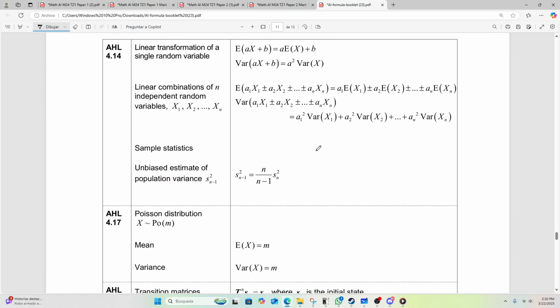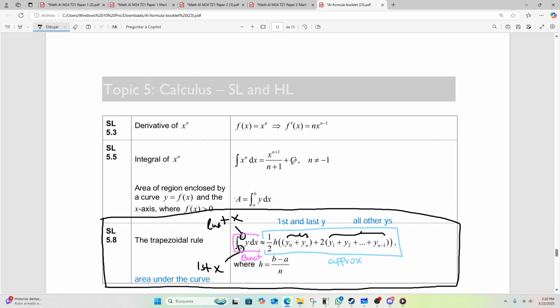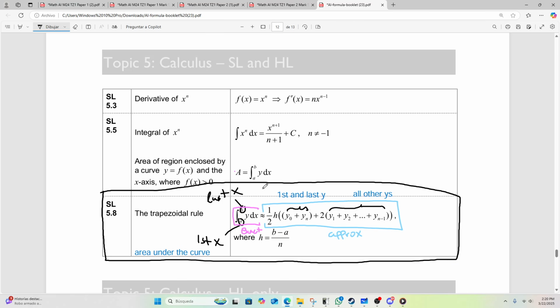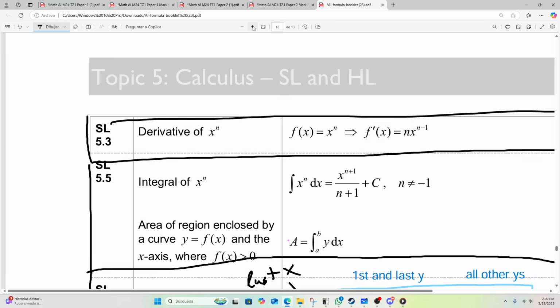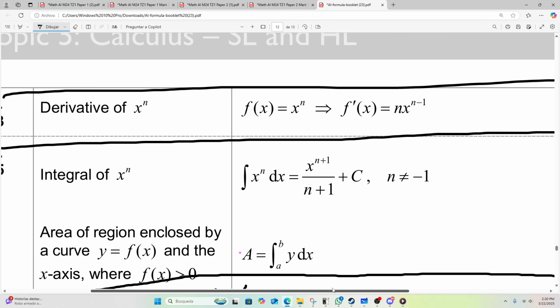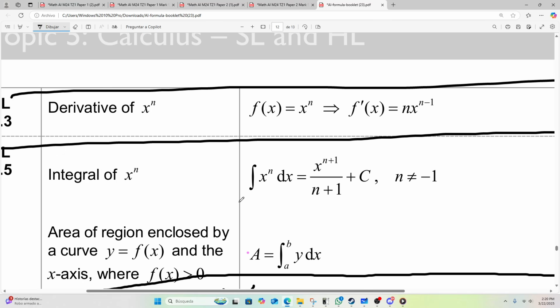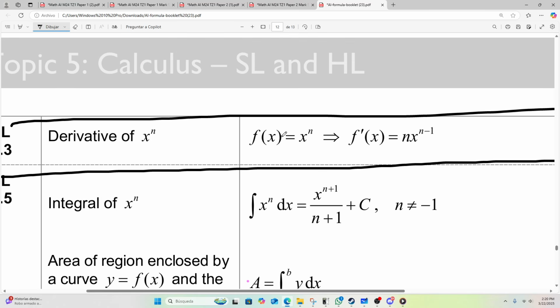Alright. If I keep going and skip all the HL stuff, here we have the trapezoidal rule, which I already explained a little bit. We also have the derivative and the integrals. So with derivatives and integrals, the main idea I can share with you is that the moment you do the derivative, your y values now become slopes.